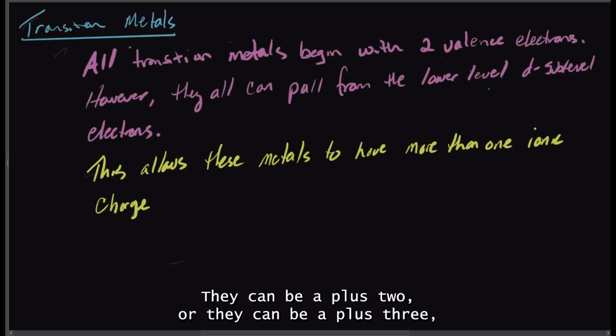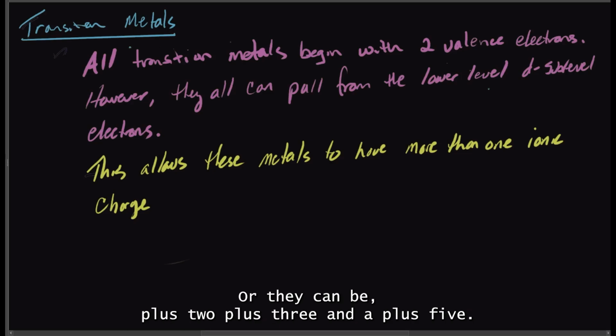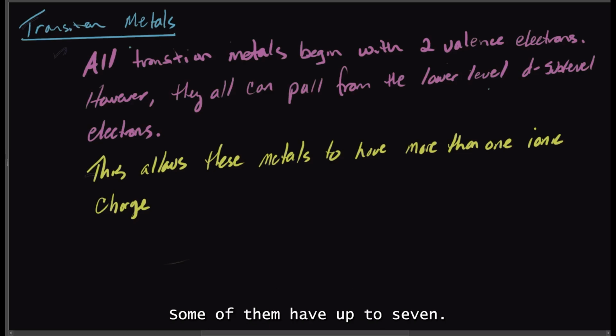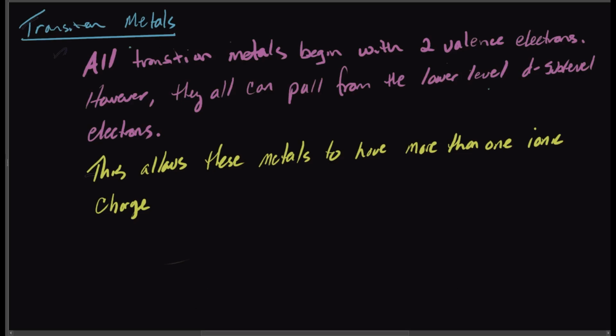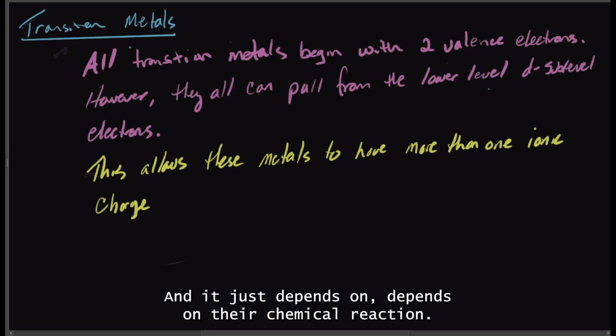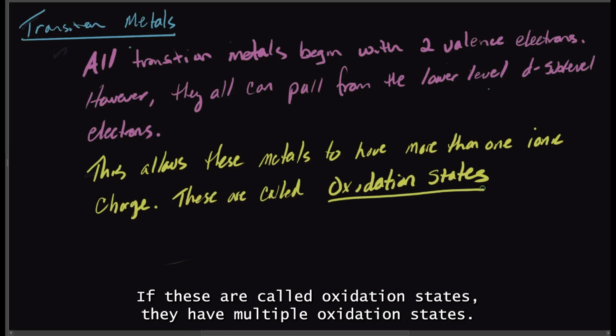They can be a +2, or a +3, or a +2 and a +4, or a +2, a +3, and a +5. Some of them have up to 7 ionic charges that they can have, right? And it just depends on their chemical reaction. These are called oxidation states. They have multiple oxidation states.